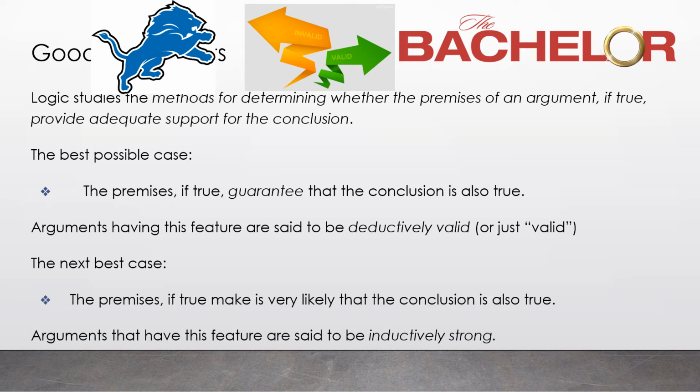So we have this different category also, this in between. In the next best case, argument, right, the premises, if true, make it very likely that the conclusion is true. It doesn't guarantee it like that first possible case, but it's very strong that it's going to be a possibility. The official term for this is that it is inductively strong. Right? It is likely to be true, but there's a chance that it's not.